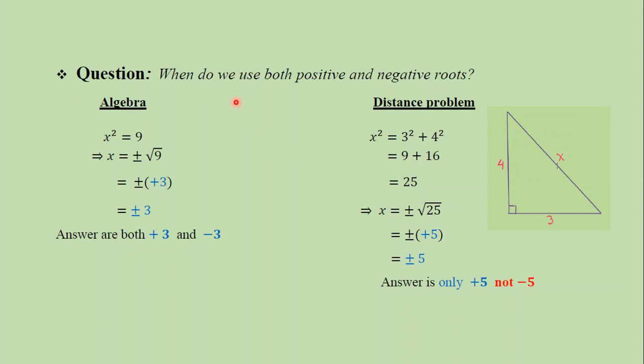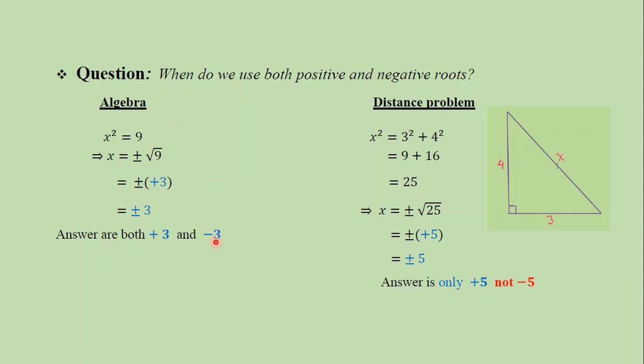Now the question is, when do we use both positive and negative roots? The simple answer is algebra. Let's think we need to solve this equation. So this is a quadratic equation, that means it has two x values. So you can write x equals plus minus square root of 9, and the value of square root of 9 is positive 3. Okay, the principal root of square root of 9 is positive 3, and if you multiply the sign, you will get plus minus 3. The answer will be both positive 3 and negative 3.